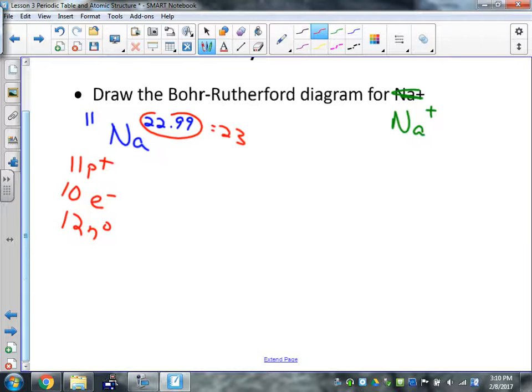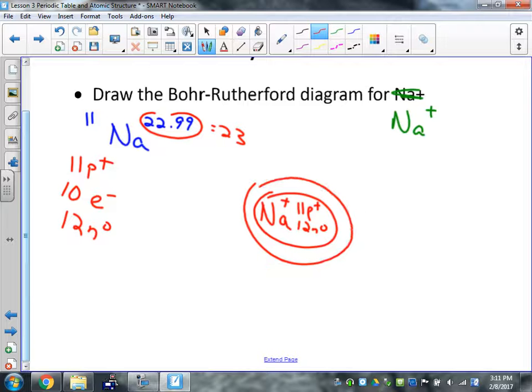Protons and neutrons go in the middle: 11 protons, 12 neutrons. By the way, I probably shouldn't just put Na, because people would say that's not Na, sodium, since I don't have the right number of electrons. So we probably should put Na1 plus in the nucleus, so we know that it's the sodium ion.